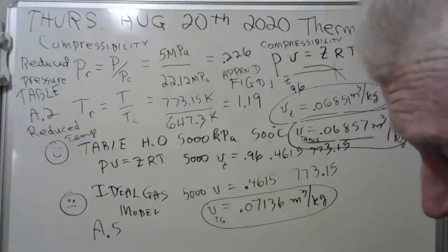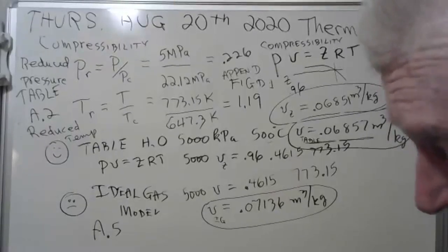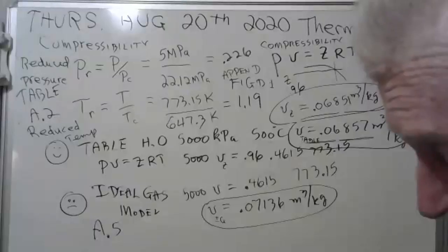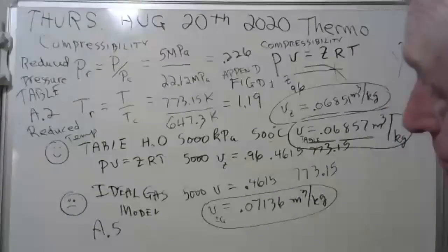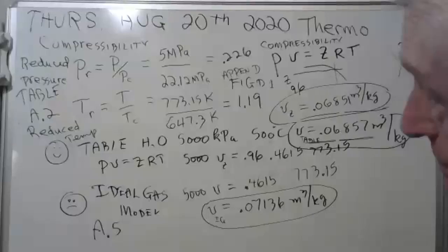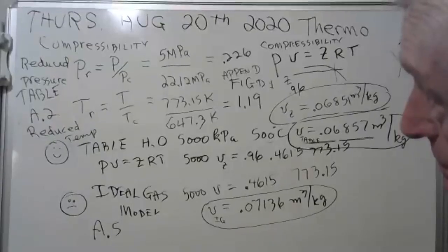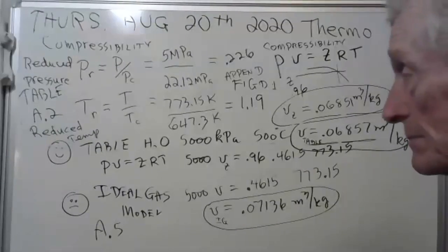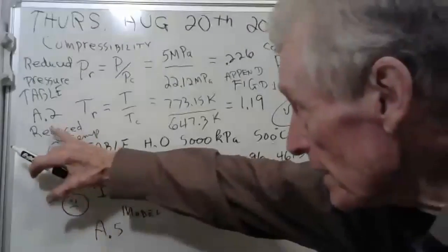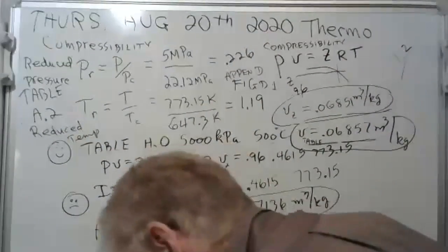In the compressibility model for the reduced pressure equation, which table is that again for the value of P and critical pressure? It's table A.2. Okay.